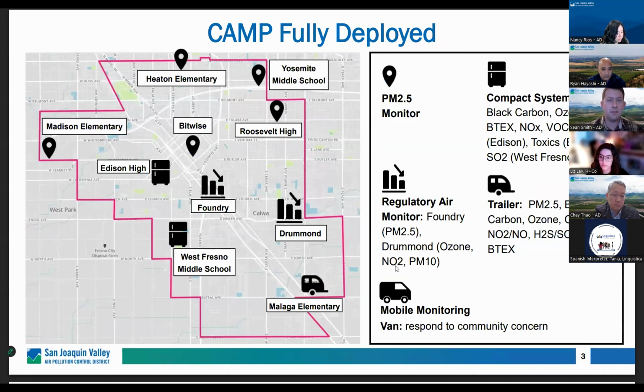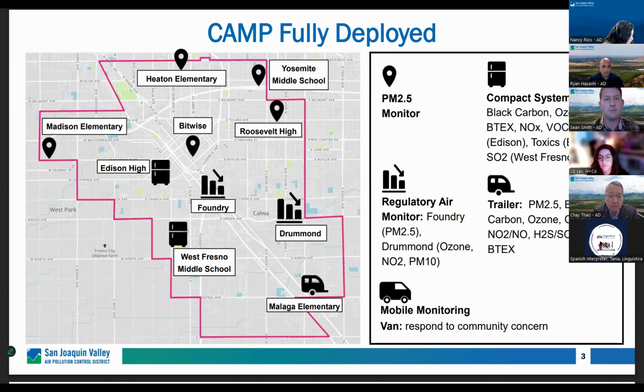So the CAMP team has been able to fully deploy all the air quality instruments that we had planned out for the South Central Fresno community. Here's a map depicting the various air quality instruments that we have throughout this region. There's 8 sites total, various different types of monitors. So we have PM 2.5 monitors. We also have mobile monitoring through the air quality vans, which aren't depicted on this slide, but we'll show it in the next couple slides.